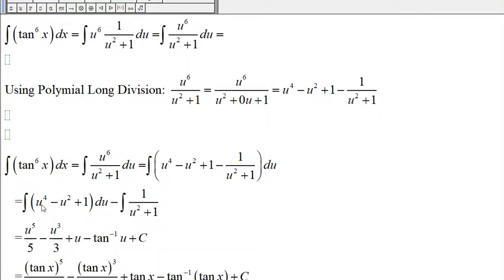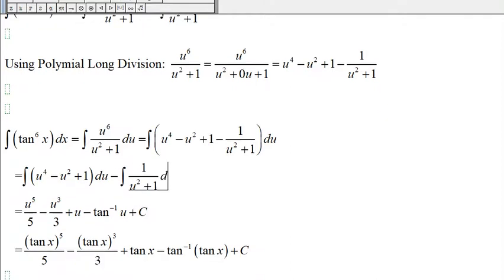The antiderivative of u to the fourth is u to the fifth divided by 5. The antiderivative of u squared is u to the third divided by 3. The antiderivative of 1 is just u. And then we need to find the antiderivative of 1 over u squared plus 1.